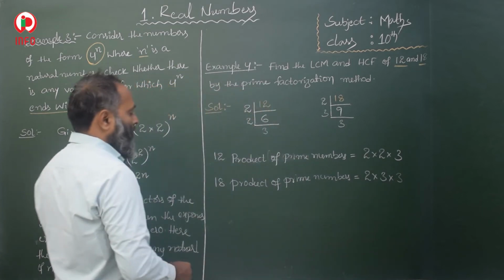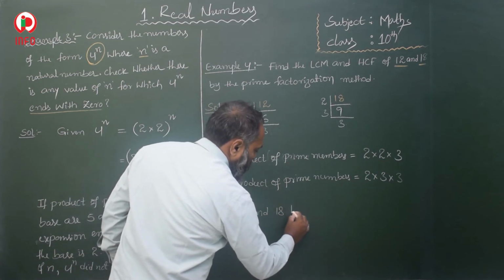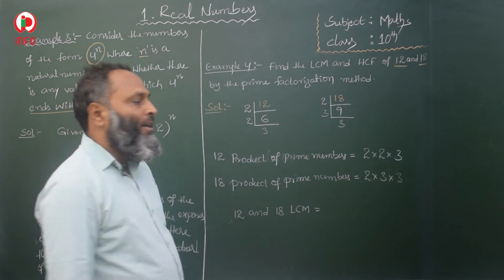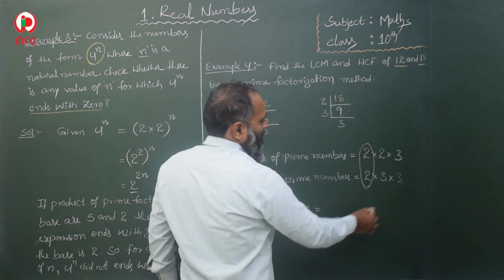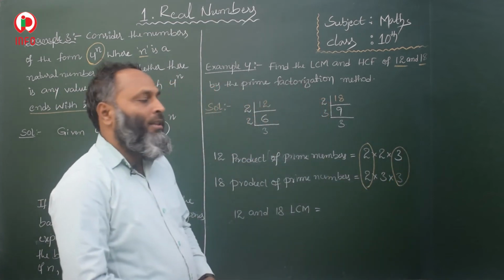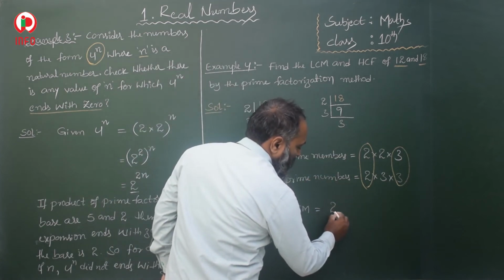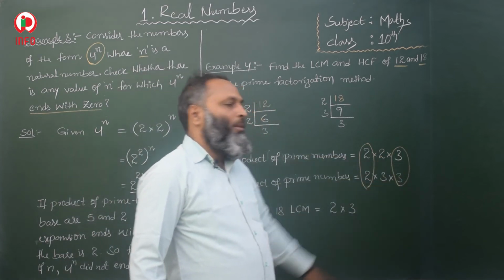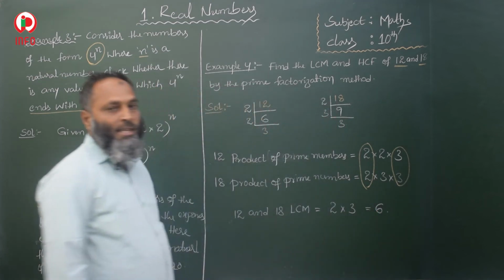Now for 12 and 18, the LCM. So how to find the LCM? In these two products of prime numbers, 2 is common in both and 3 is common, so whatever the common factors are, we should take them one time: one 2 common and one 3 common. So you take 2 into 3, 2 threes are 6. 6 is the LCM.